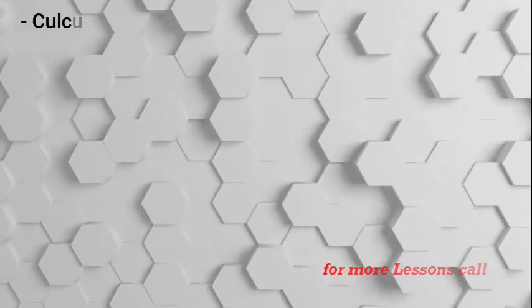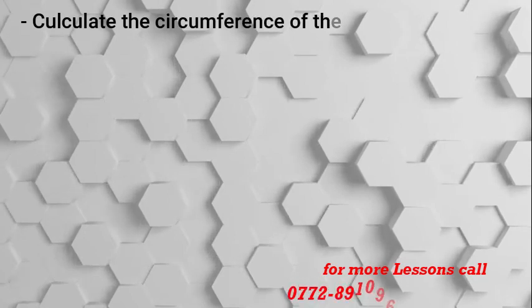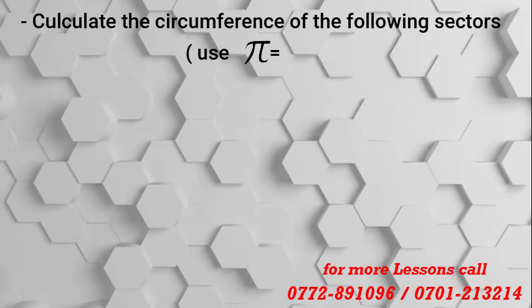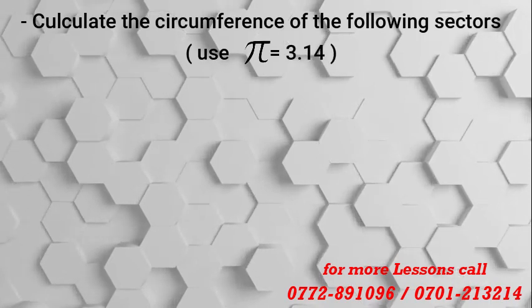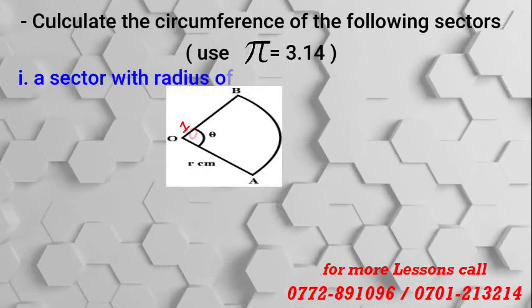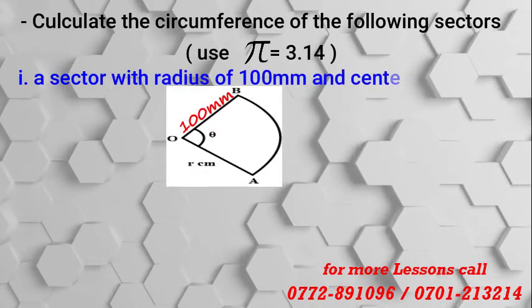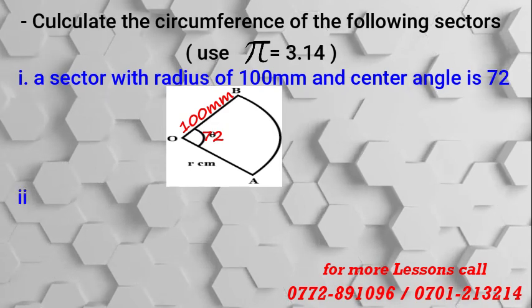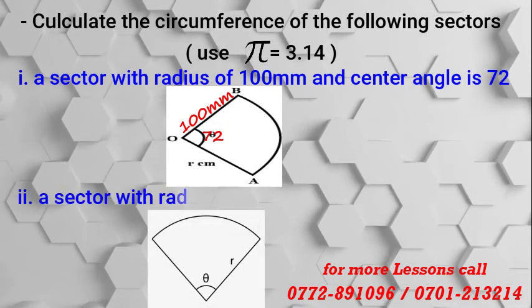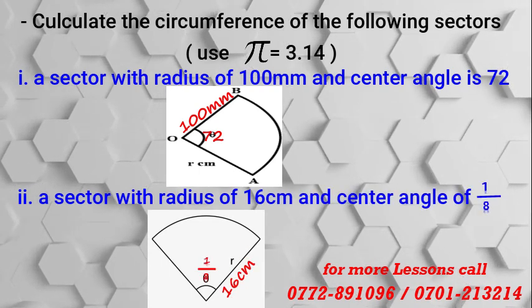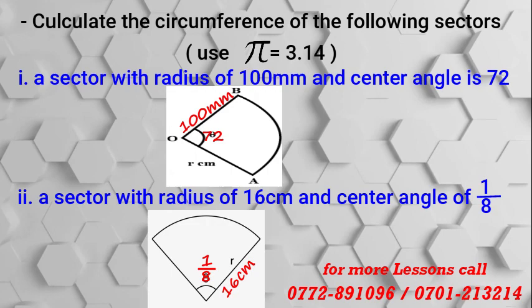Activity. Calculate the circumference of the following sectors. Use pi 3.14. Number 1. The sector has the radius as 100 millimeters and the center angle is 72 degrees. Number 2. The sector has the radius as 16 centimeters with a fraction 1 out of 8, 1/8.